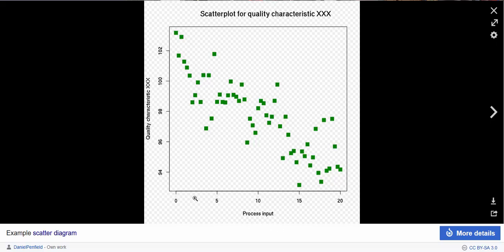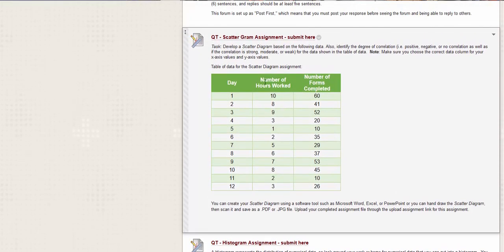So look at this, it is broken into intervals of 5, and then it kind of starts with the higher numbers. So what you're looking for here is in these days, this doesn't matter because the days just go on, like my heart from Titanic. Okay, so you're looking at the number of hours worked and the number of forms completed.